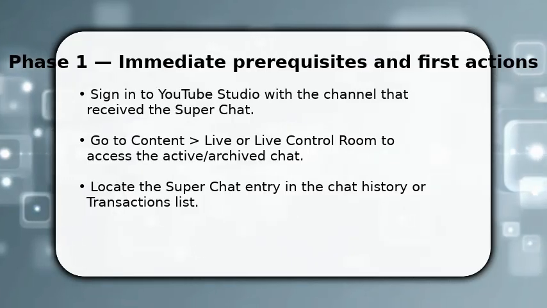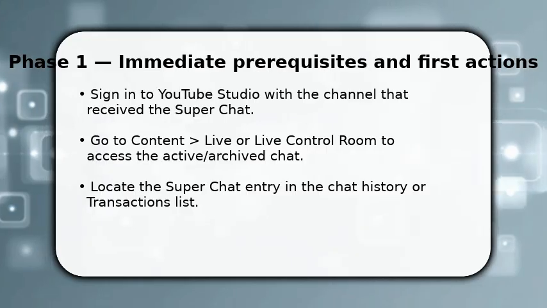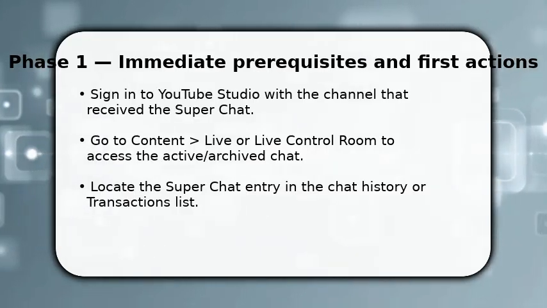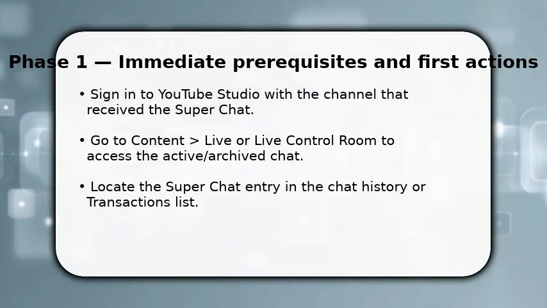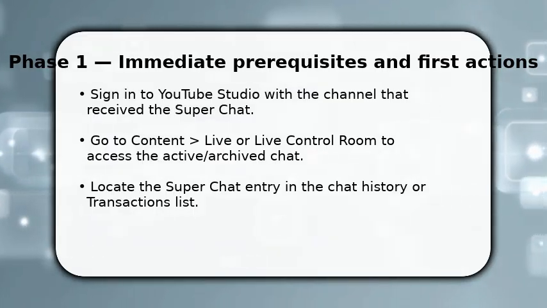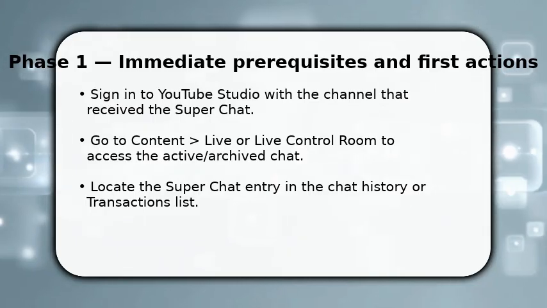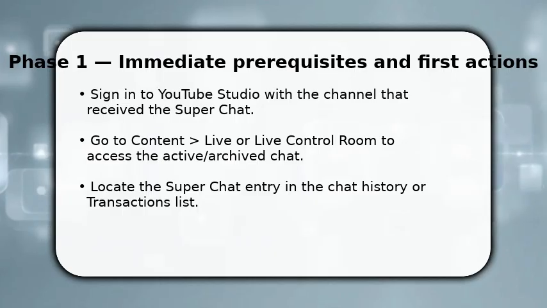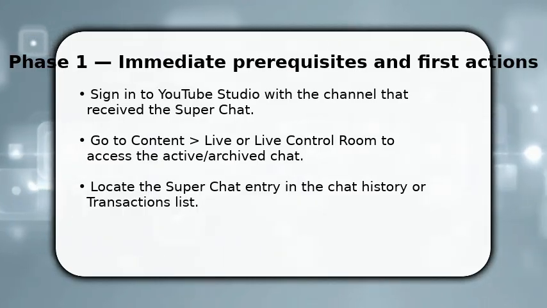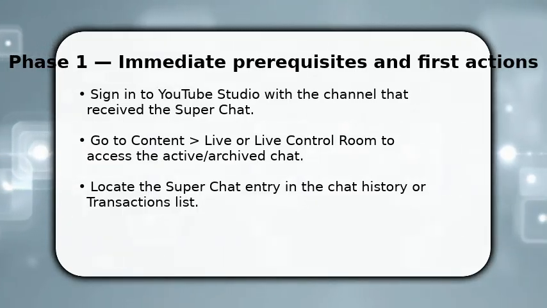You start in YouTube Studio. Sign in with the channel that owns the stream. Once signed in, go straight to Live or Live Control Room to view active or archived chat. You're looking for the Super Chat transaction in the chat history or transactions list. Make sure to filter by date or search the donor name if many entries exist. This gets you to the specific message you will act on.